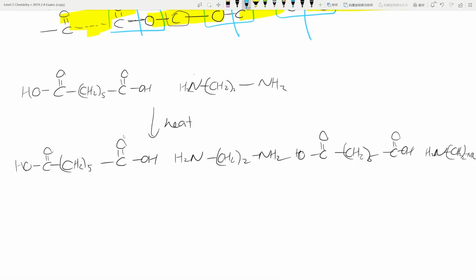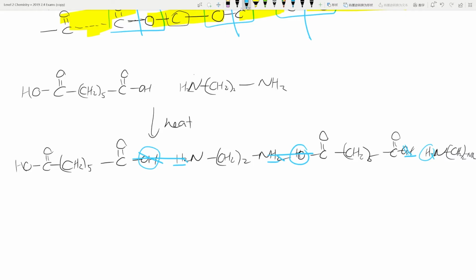Same thing. What's going to happen here is that this OH and this H are going to make water. This OH and this H are going to make water. So this is gone, this is gone. One of the H's is gone. Actually, I shouldn't cross out the H, I should cross out the 2. So I'm going to cross out the OH, cross out the 2, and then you just join them together.